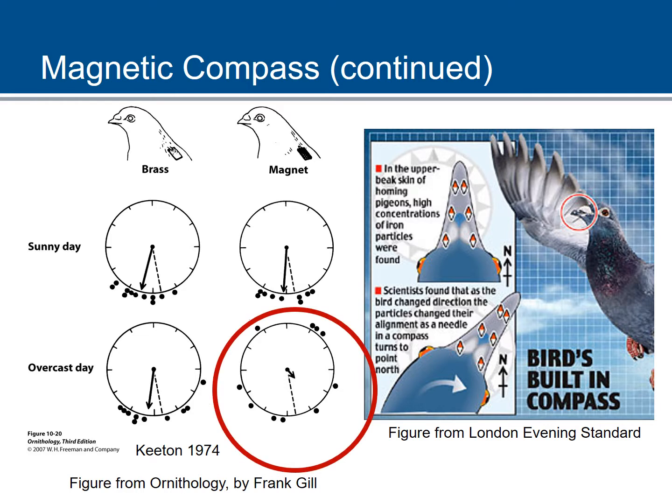However, on overcast days, birds that had the magnet attached to them were unable to orient themselves. They didn't have the cue of the sun because it was overcast, and also the magnet disrupted their sensation of the Earth's magnetic field, so they were unable to sense it, and thus they were unable to orient themselves in that particular way. So this provides some evidence, and other studies have followed up on this to provide additional details.